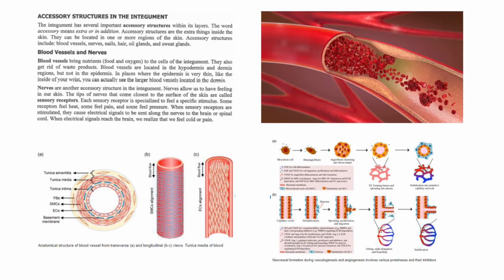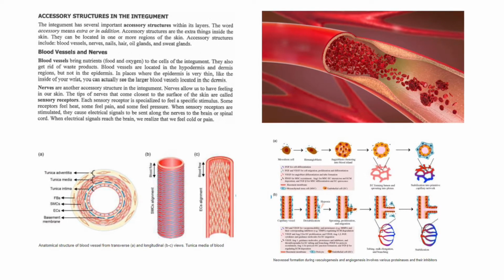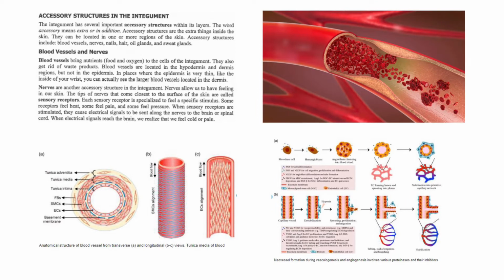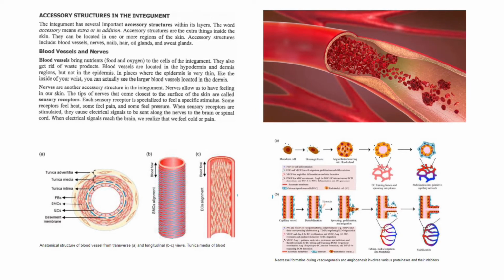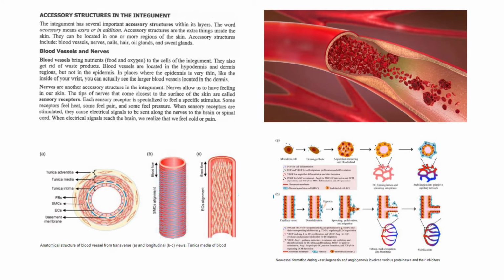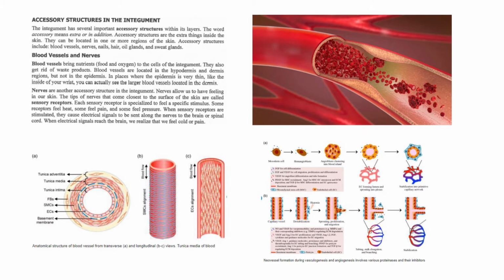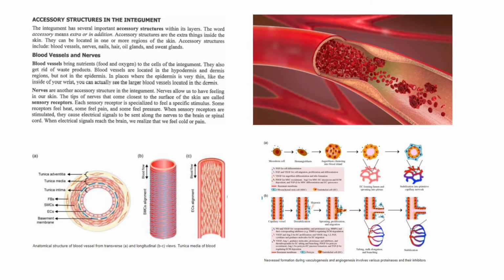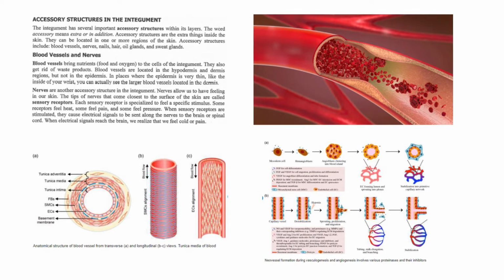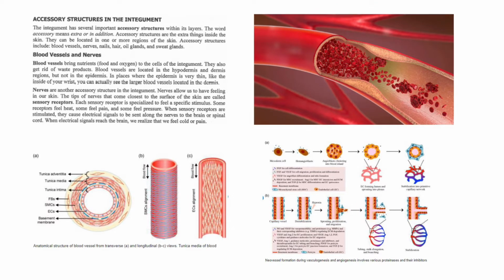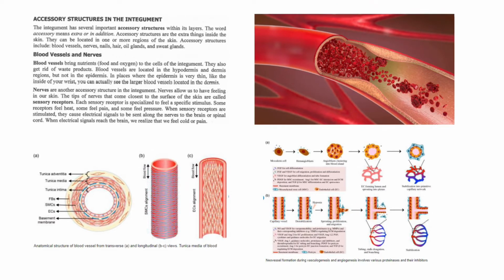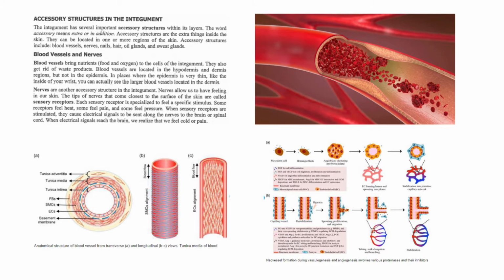Blood vessels and nerves. Blood vessels bring nutrition, food, and oxygen to the cells of the integument. They also get rid of waste products. Blood vessels are located in the hypodermis and dermis region, but not in the epidermis. In places where the epidermis is very thin, like the inside of your wrist, you can actually see the larger blood vessels located in the dermis.